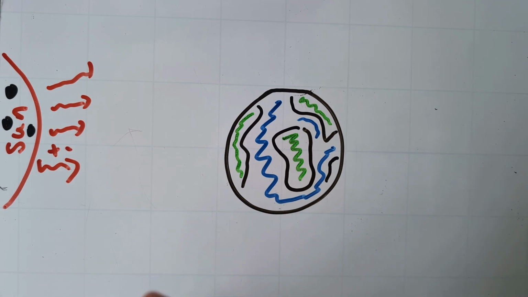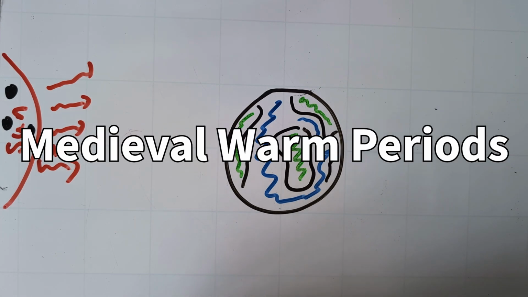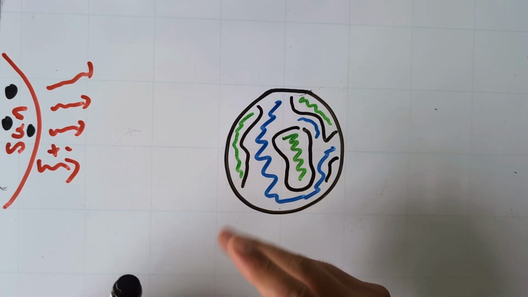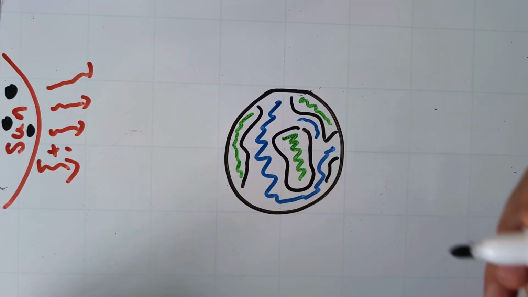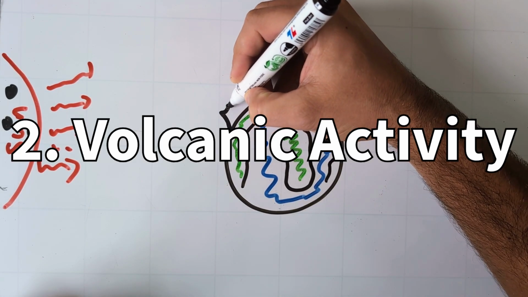So that's pretty much sunspots. They can cause, or they can be linked to ice ages, for example, or medieval warm periods. But yeah, they're pretty simple, and actually it's often the one I would encourage kids to write about. The next 2 are very, very similar, okay? So we'll talk about volcanic activity first.